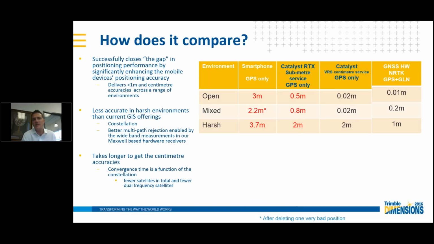Okay, and the last column there is GNSS hardware in a network environment with GPS and GLONASS. So that would be your Leica GS15, Topcon GR5, or the Trimble R10, something like that. A robust professional survey solution in a network survey environment, a receiver that has GPS plus GLONASS. We're looking at a centimeter in open and probably 20 centimeters in a mixed, harsh environment, and then of course as soon as we're under heavy canopy, we're going to drop to that meter because we lose L2. Okay, so just a rough comparison of where this fits in the market.